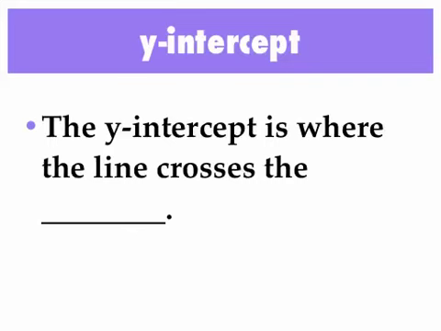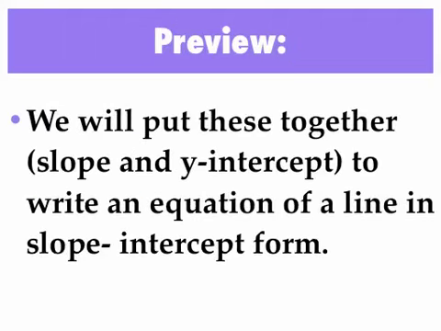The y-intercept is going to be where a line crosses the y-axis. Remember, in the coordinate plane you have a y-axis and you have an x-axis. The y-axis is vertical or going up and down. The x-axis is horizontal or going right to left. A little preview, the reason why we're going to talk about these today is that tomorrow we're going to be putting these together, the slope and the y-intercept, to write an equation of a line in what we call slope-intercept form.